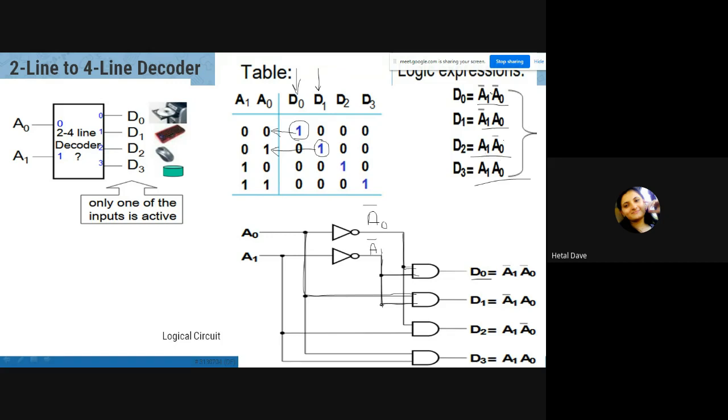Next is A1, A0 bar. So I can get A1 and A0 bar. And final A0 and A1. So both the connections are taken from here, A0 and A1. So in this manner, this circuit is implemented.